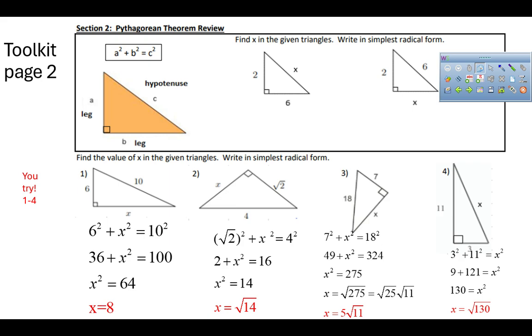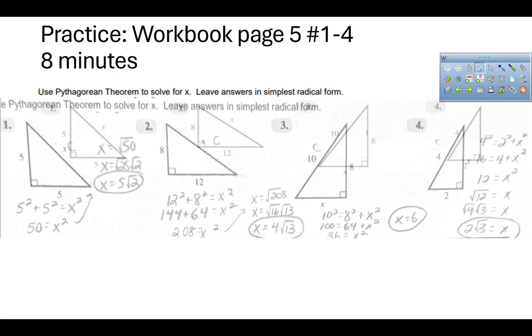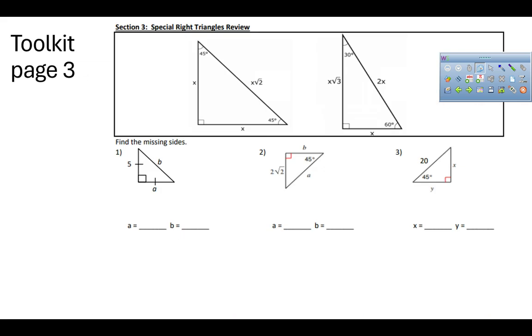You okay with that? All right, I think you learned special right triangles in like your sophomore year maybe. But this is on page 3. So 2 special right triangles that you have to memorize. It really is just memorization. All right, so there's the 45, 45, 90, and there's the 30, 60, 90. We're going to start with the 45, 45, 90 one.